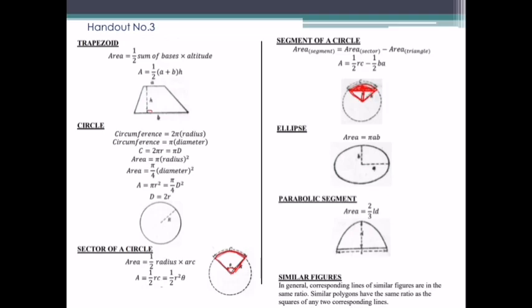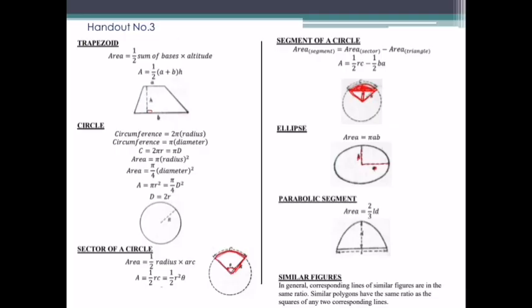Then ellipse. As you can see, it has an oblong or oval shape. The formula for the area of an ellipse is pi AB. A and B are the measurements of the semi-axes. So this is your A and this is your B. Multiply those and then multiply with pi.